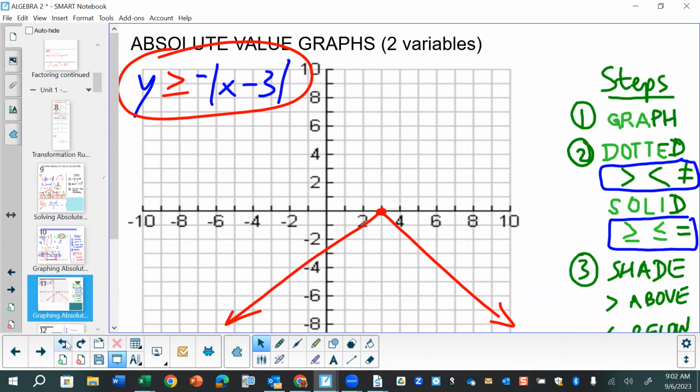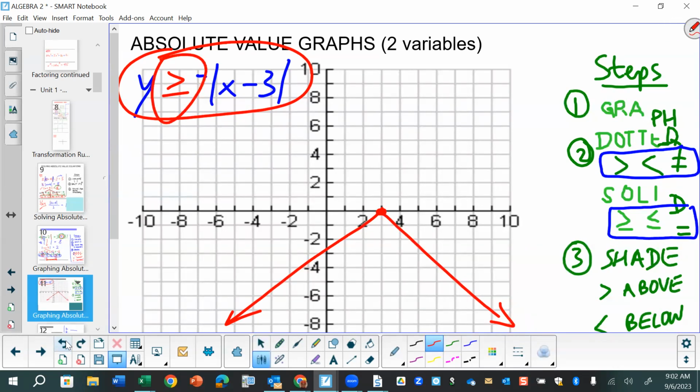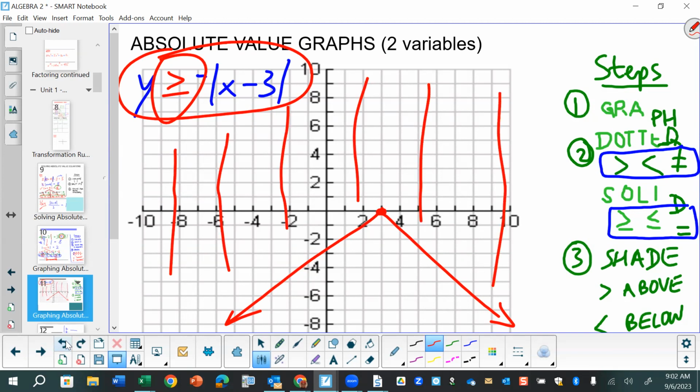And I would do this greater than. Okay. Greater than, this is easy. Greater than, shade above. Less than, below. So where am I shading? If it says greater, above. So give me some type of shading above. And that's how you do this. Shade on the rooftop there. That's it.